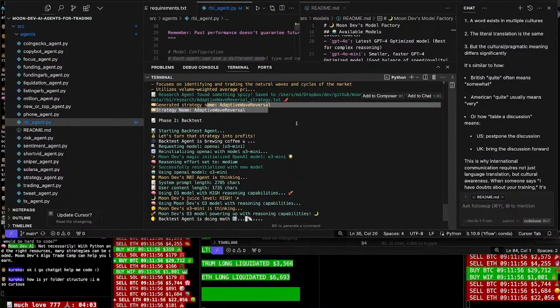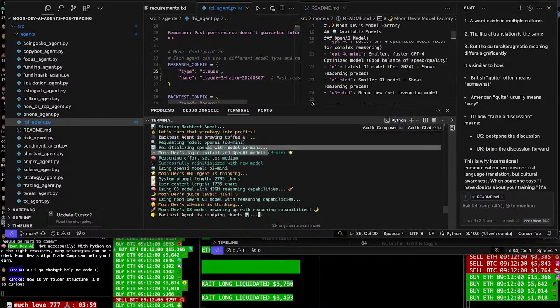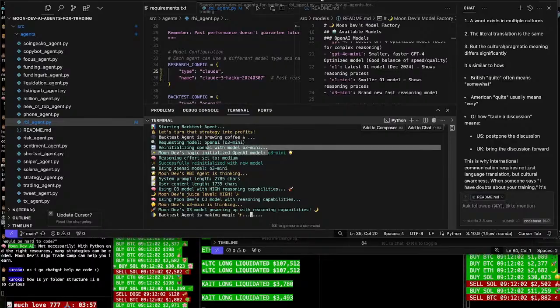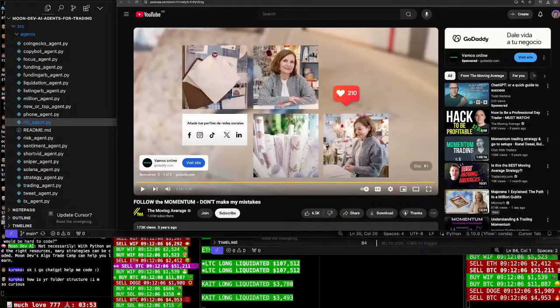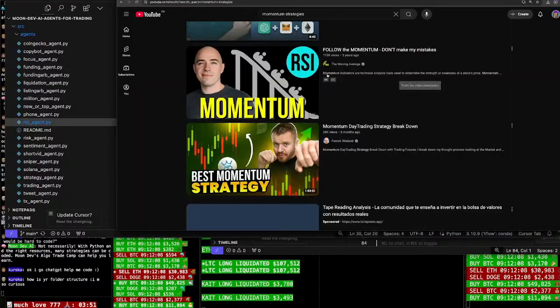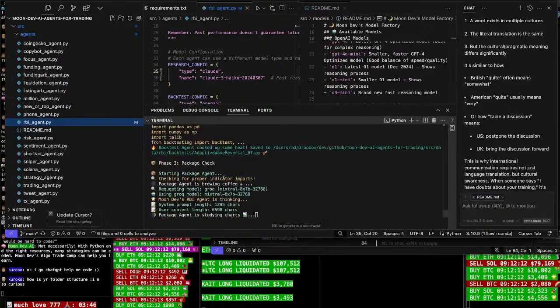So it's pretty fire, dude. It's pretty fire. This is just an agent inside of my Moondev AI agents for trading GitHub. A lot of you have access to that. So yeah, I build tools to help me do the research process for me. And now it's backtesting for me, which is awesome.